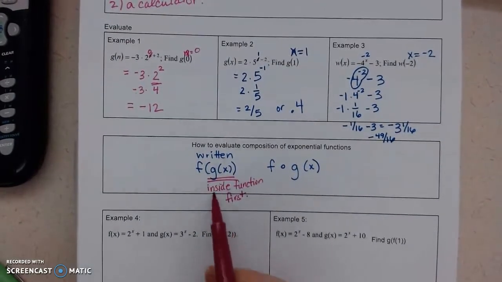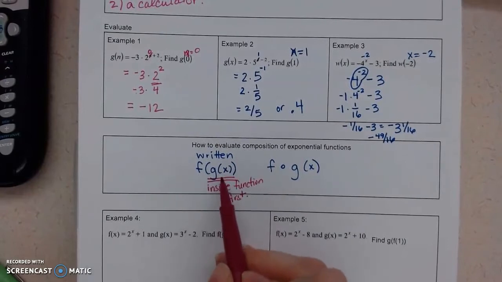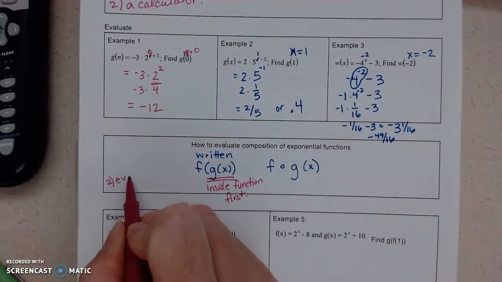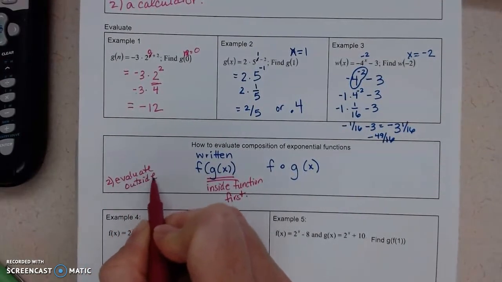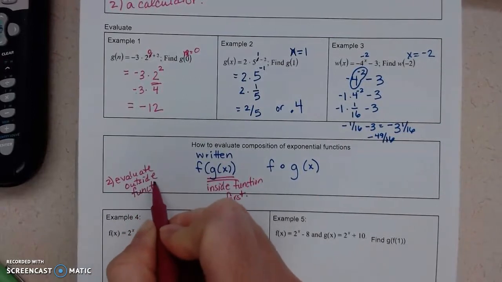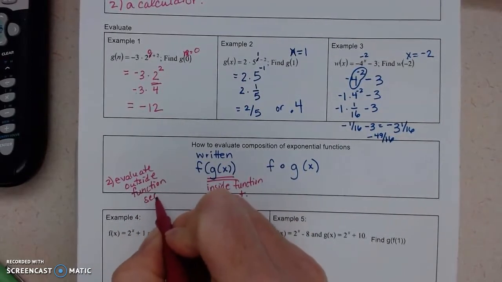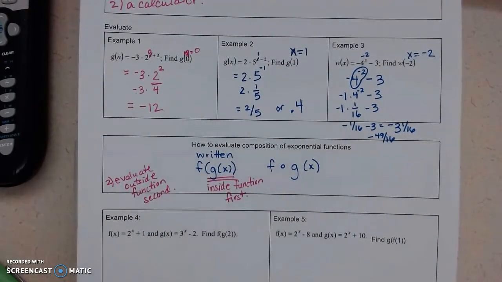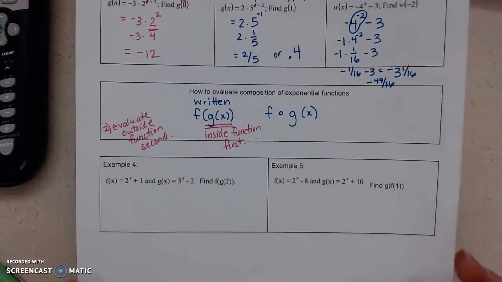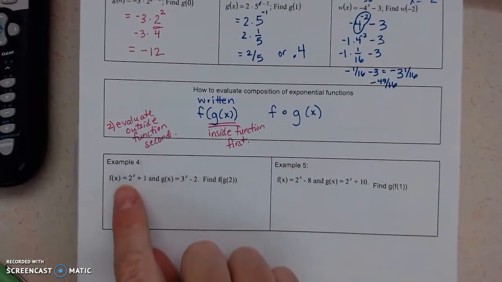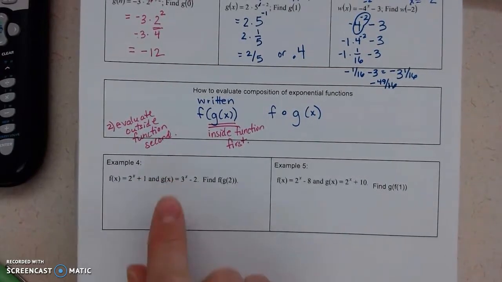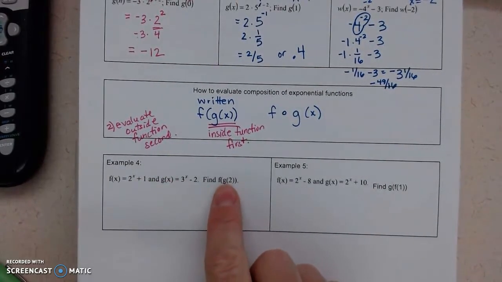And then once you get a value for the inside function, step 2 is you're going to evaluate the outside function, which on the outside is f. Okay? It's going to be a lot easier to show you. They're going to give you one function for f, one function for g, and they could be any kinds of functions. And the question says find f of g of 2.